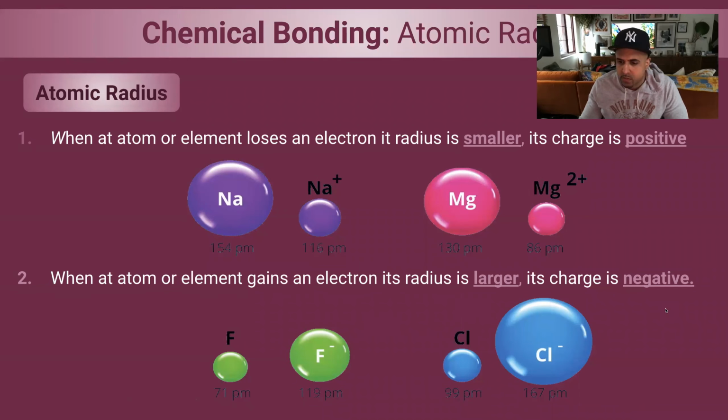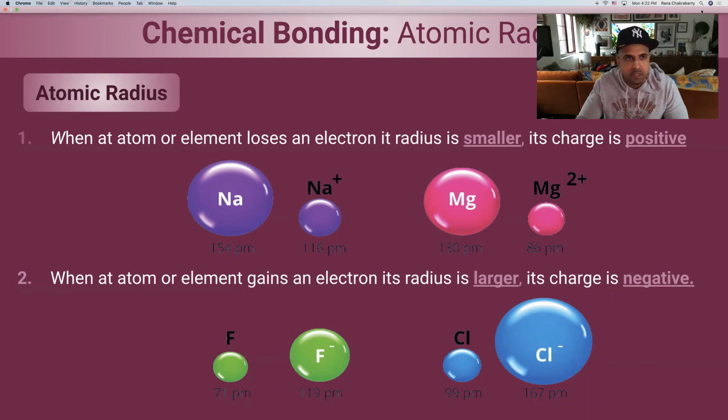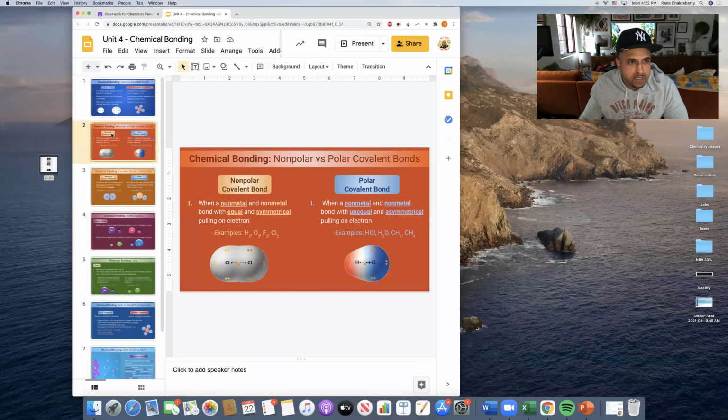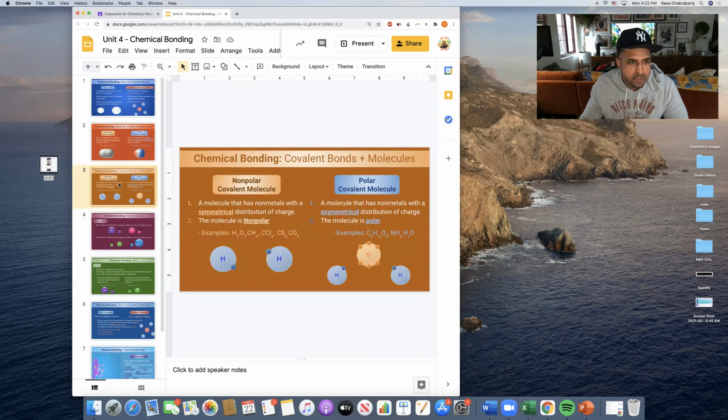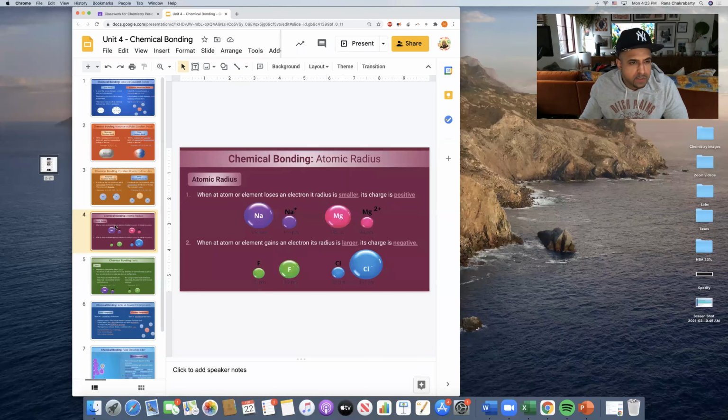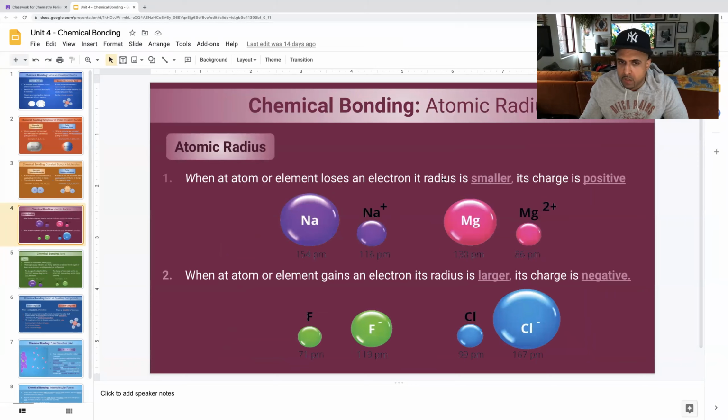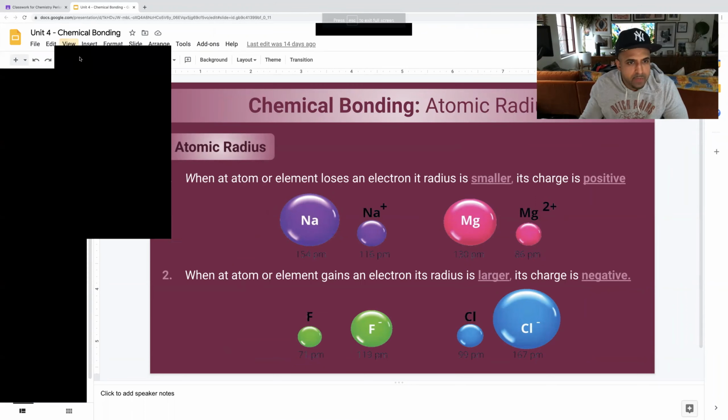Hello, so this is my attempt to quickly explain the second half of the chemical bonding notes. Last time we left off with polar and nonpolar bonds and polar and nonpolar molecules. Now we're up to atomic radius and how gaining or losing electrons affects that.